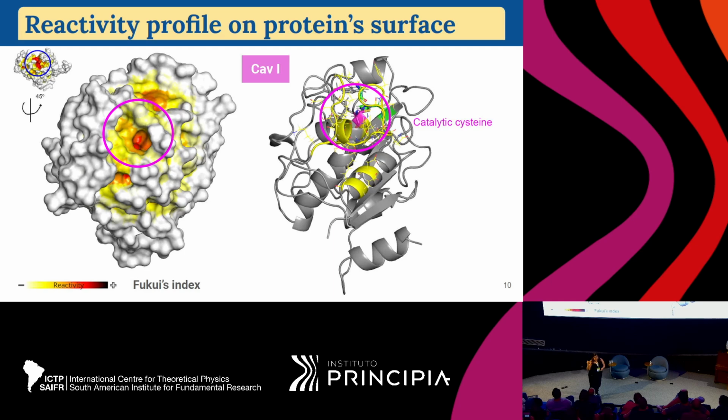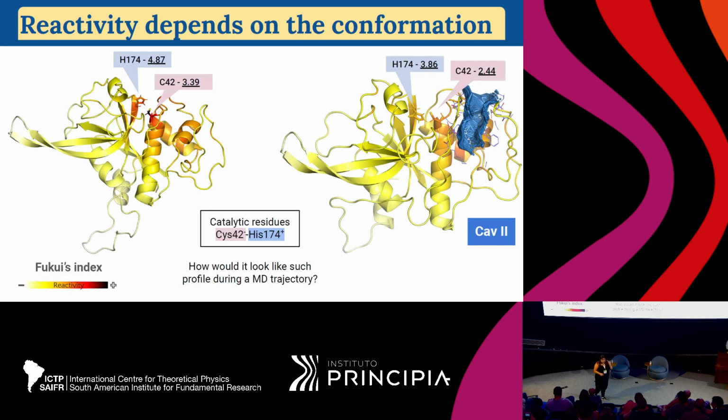So cavity 1, that I showed earlier, is located next to the catalytic site, and we have access to the catalytic cysteine. And it's interesting because we can think about docking a ligand or developing a drug that can access this atom and inhibit the catalysis. The other allosteric cavity that I showed was cavity 2, which is in blue on the right.